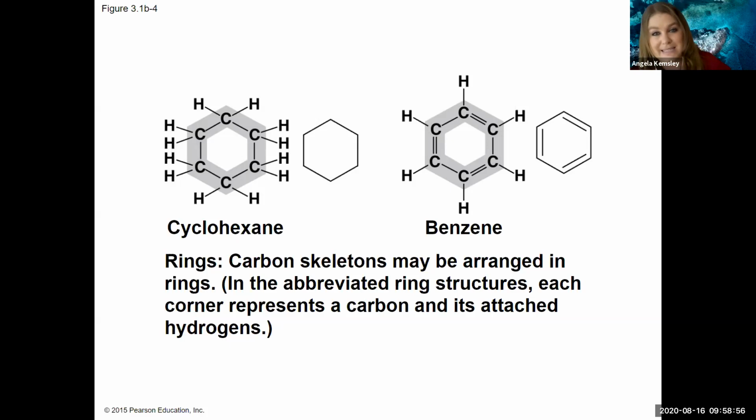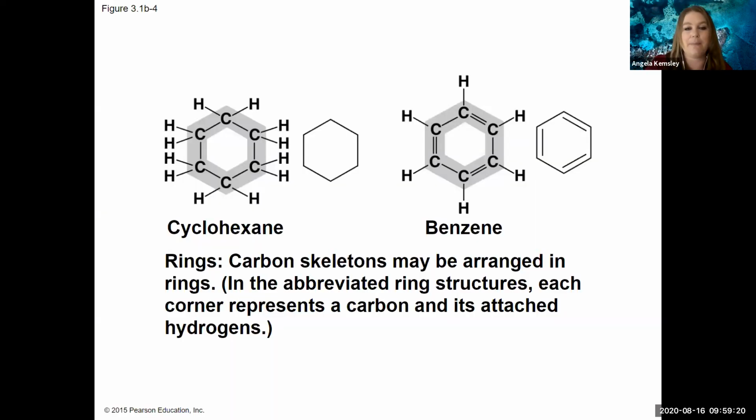Now take a look at benzene. You'll notice it's very, very similar. Again, wherever you see a point, assume that that is a carbon. Anything else that's not written, assume it's bonded to a hydrogen. The difference here is you'll notice the extra line. That extra line means it's a double bond. So they're saying the same thing, just a different way of looking at it.